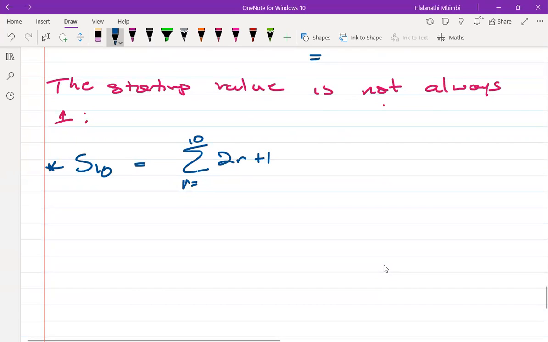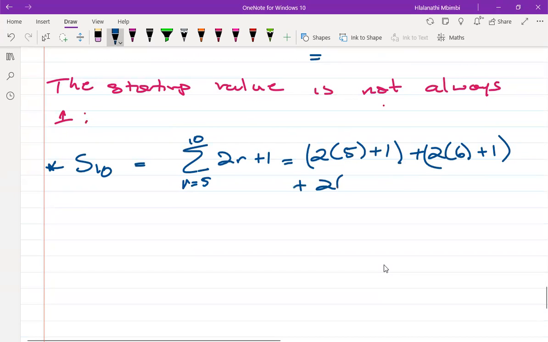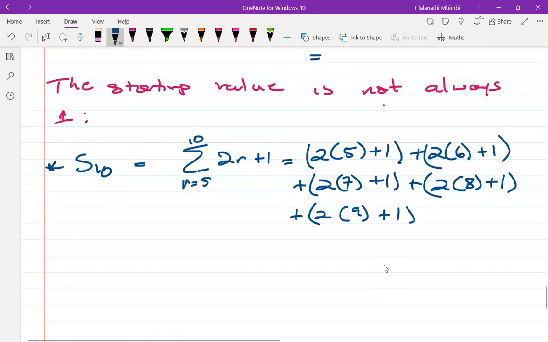Maybe nicely, let's say R is at 5. So this is now going to be 2R, where R starts at 5, plus 1. We have that plus 2R, where R is at 6 now, plus 1. And then R is at 7 now, plus 1. Plus then 2R, where R is at 8 now, plus 1. R is at 9 now, plus 1. So, yes.